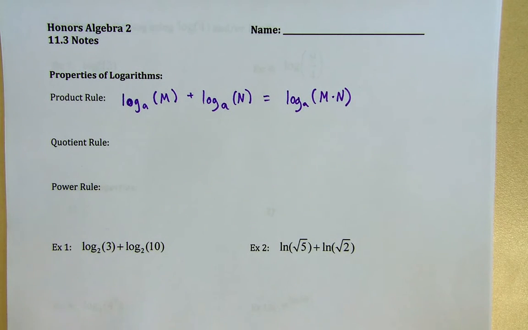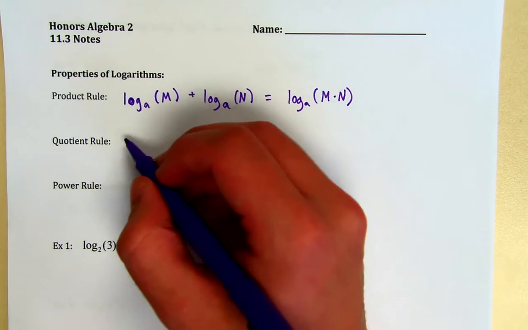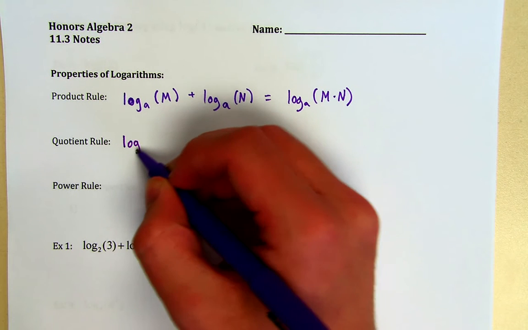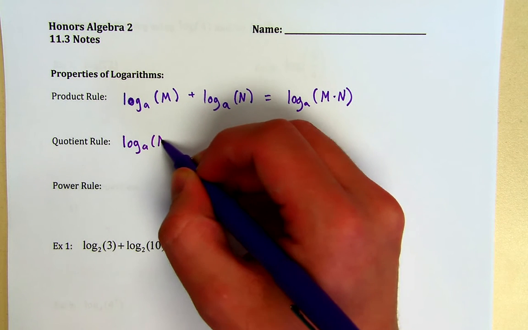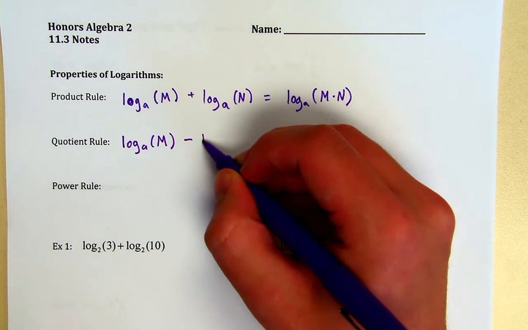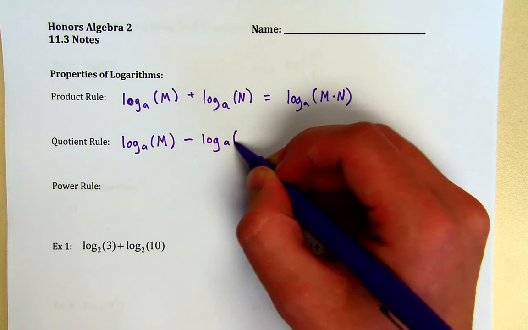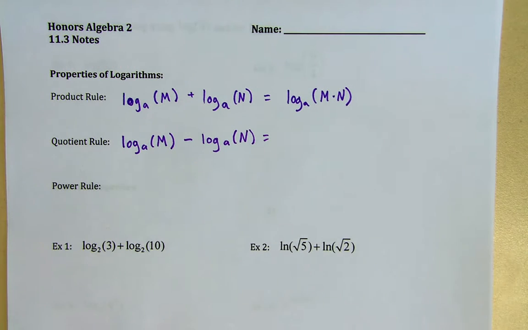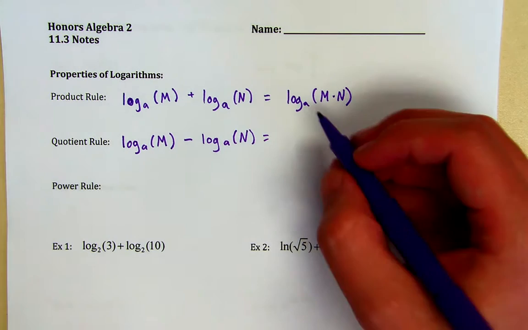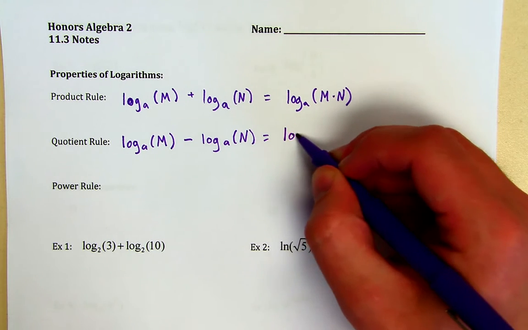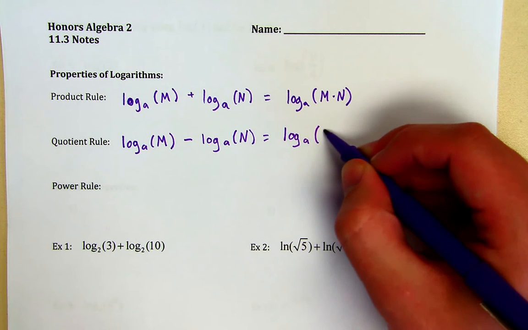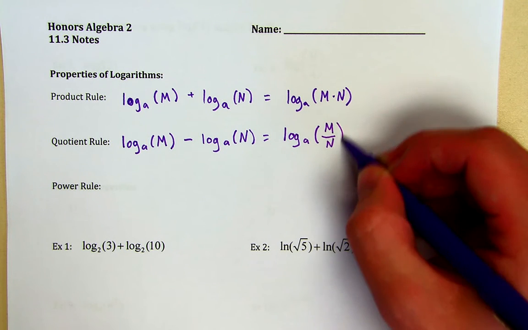Similarly, the quotient rule works about the same way. We have log base a of m minus log base a of n. And having quotient in the title, we should know that we're dividing here. So log base a of m divided by n.